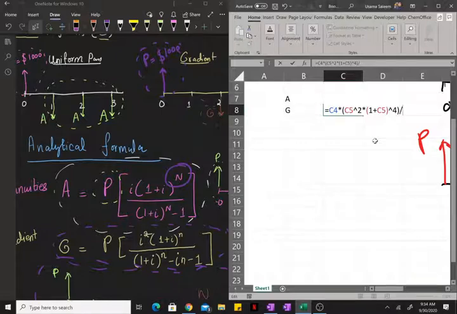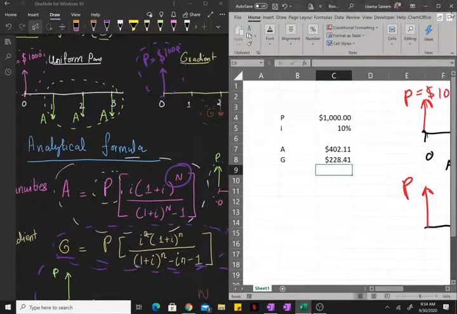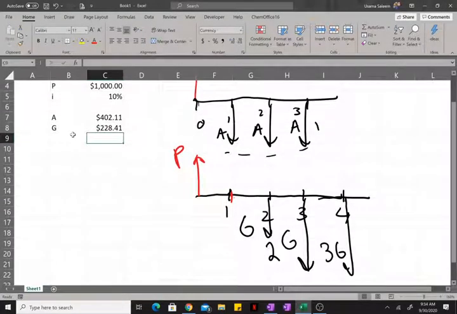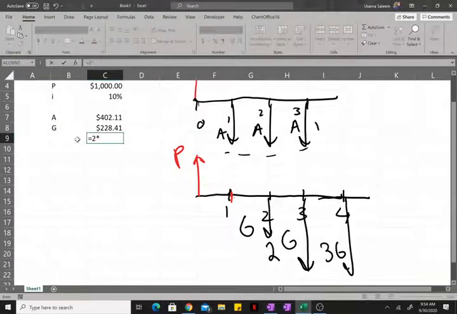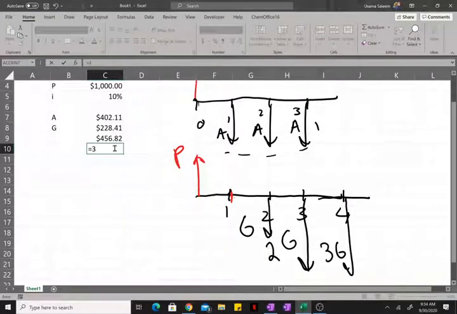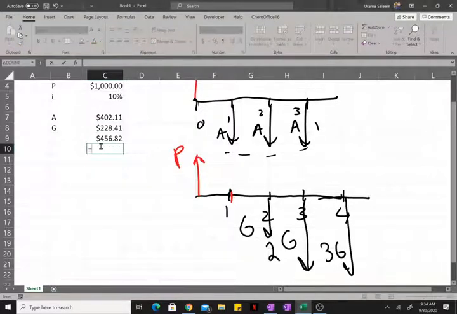Then I have to divide this by the denominator term, (1 plus I) raised to power 4, minus the interest rate times 4, minus 1, and that should be it. So at year 2, the payment is going to be $228. The next year it's going to be $456.82, and the next year it's going to be 3 times your gradient payment.